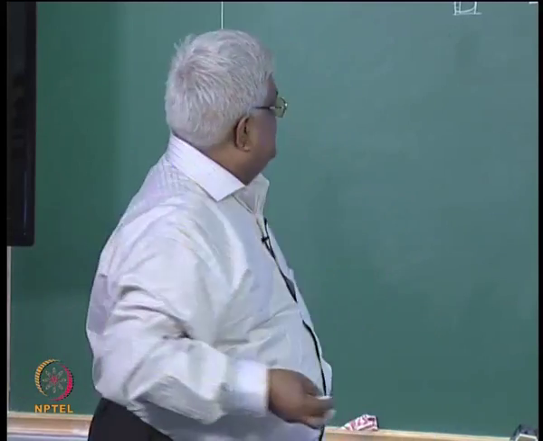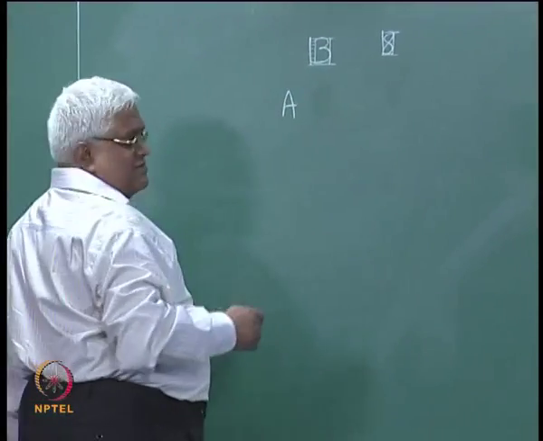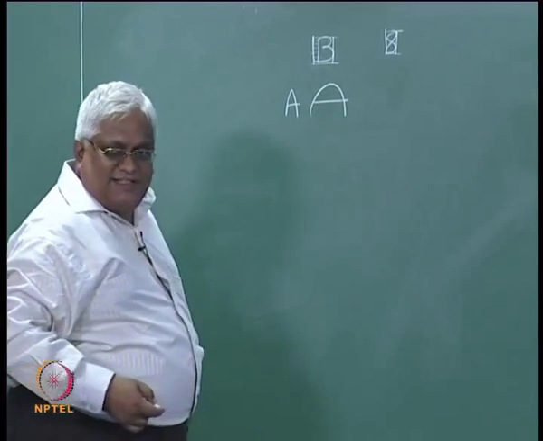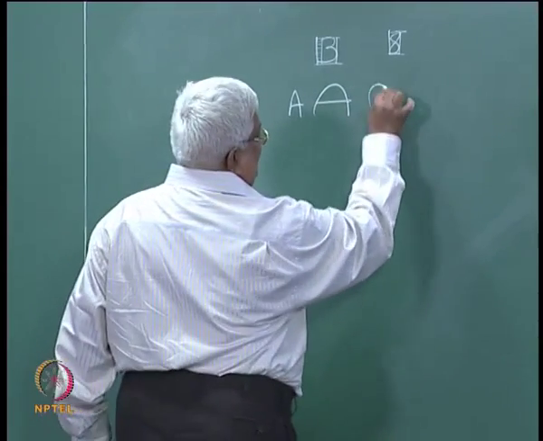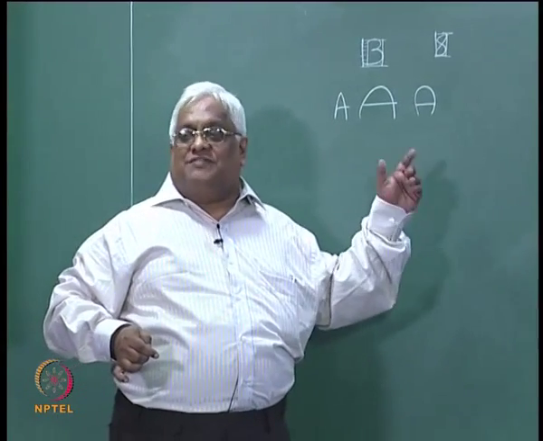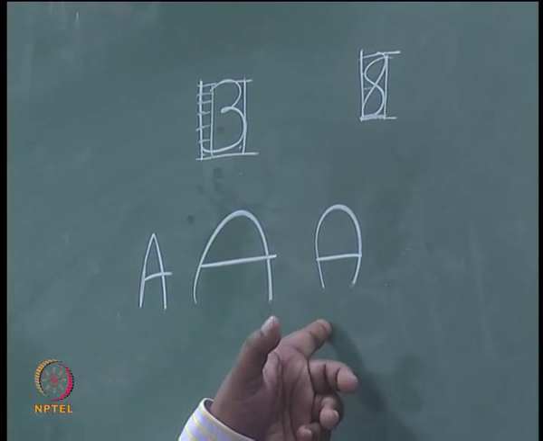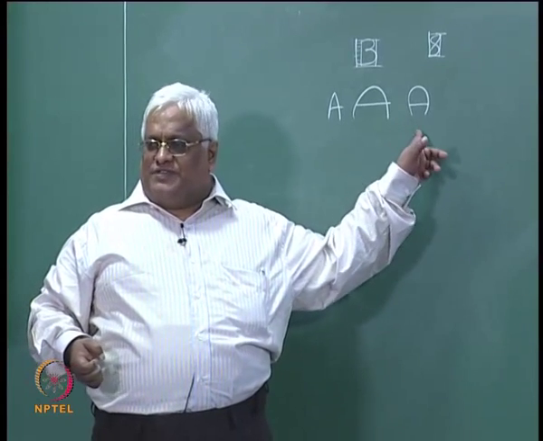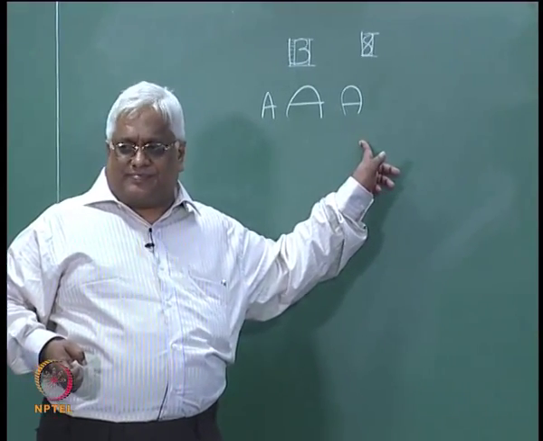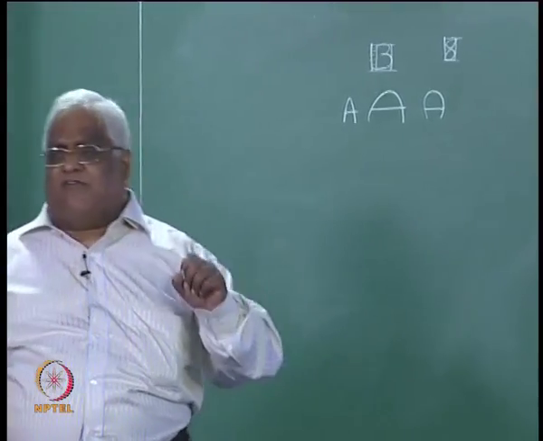Now, one may write the letter A, it may be like this, it may be like this, it may be like this. So you have several such things, and each one of them you should put into the class of letter A. So we are going to assume that the number of classes is known.